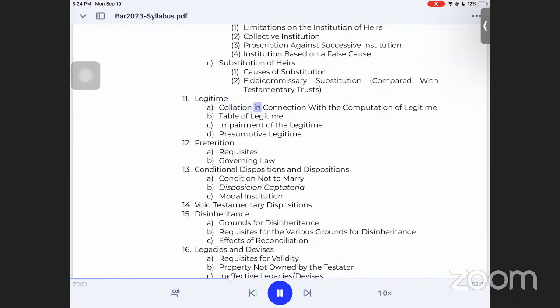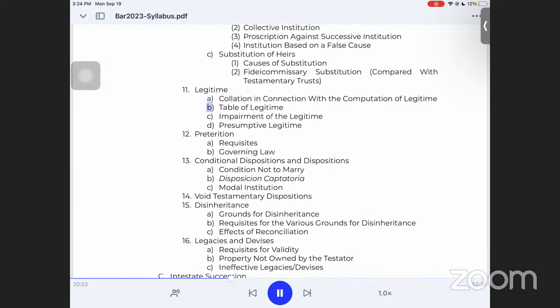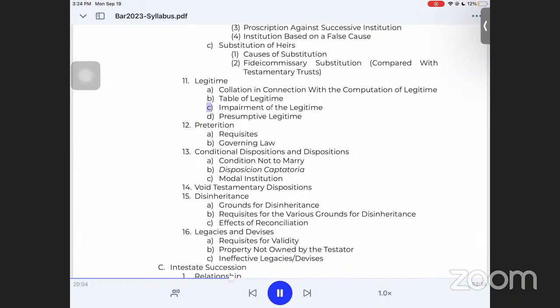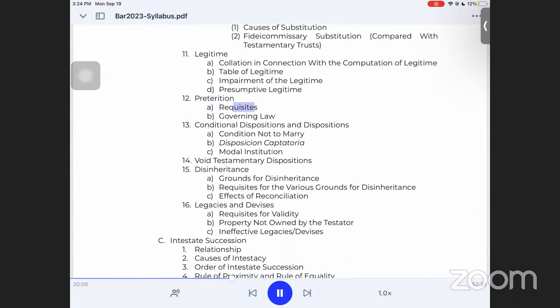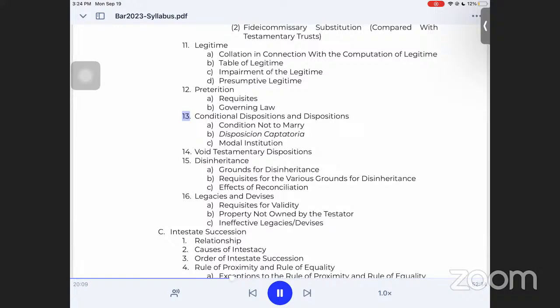11. Legitime. A. Collation and computation, with imputation of legitime. B. Table of legitime. C. Impairment of the legitime. D. Presumptive legitime. 12. Preterition. A. Requisites. B. Governing law.